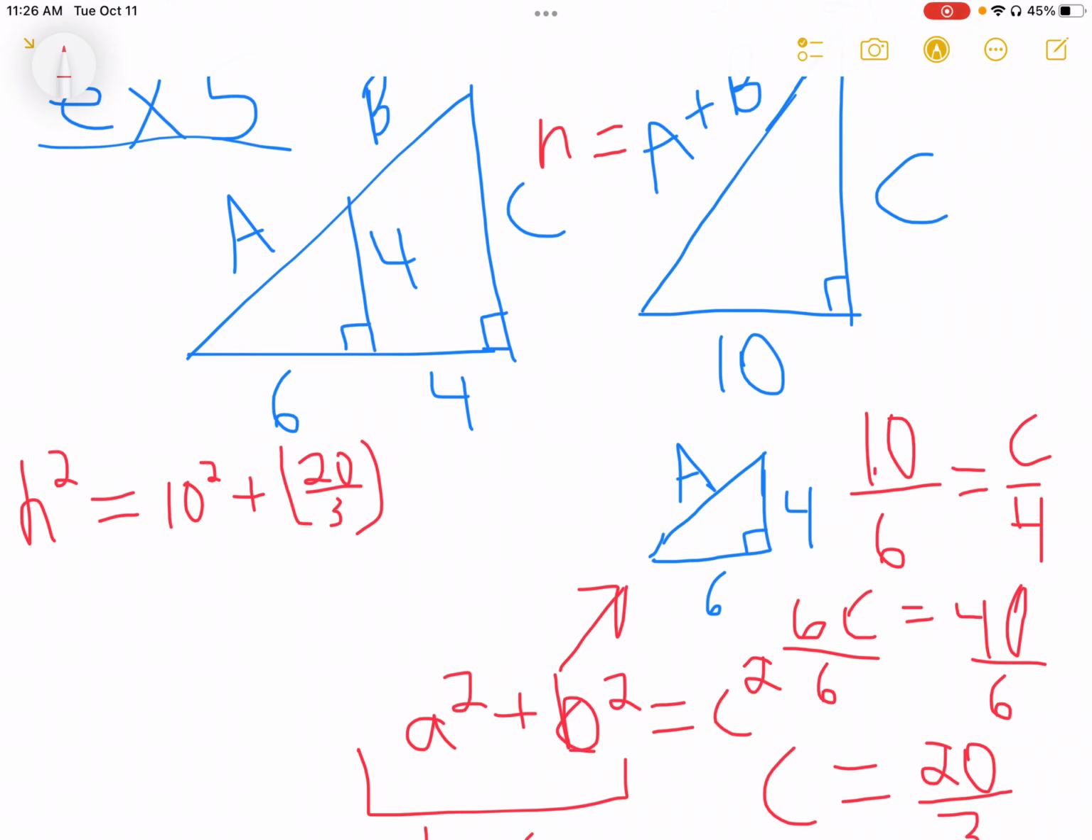Okay, this is where you can use your calculator to your advantage as well if you want to. Okay, but that comes out to h is the square root of 100. Okay, right? 10 squared is 100, and then over here I have 400 over 9. Okay, and then I keep on going to see what my other values are there, right?